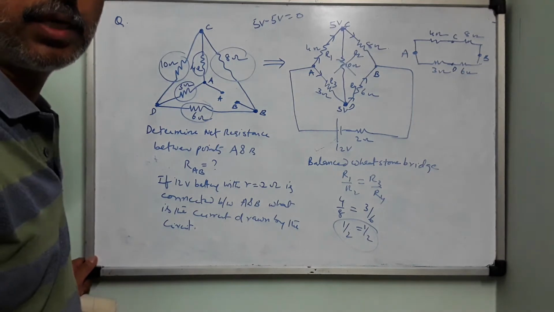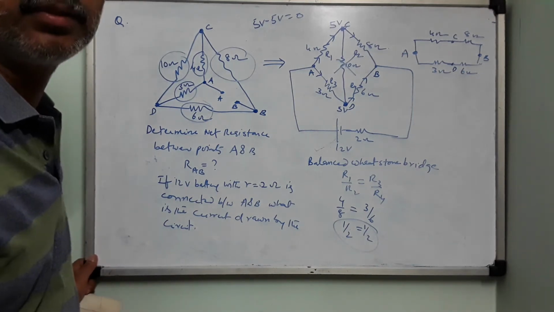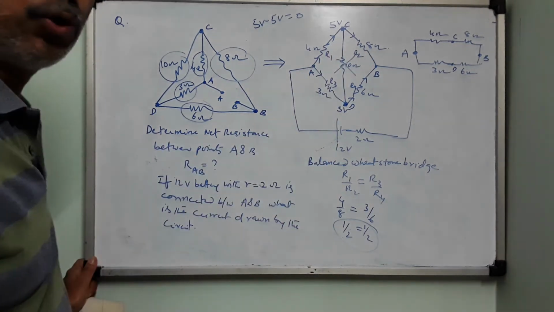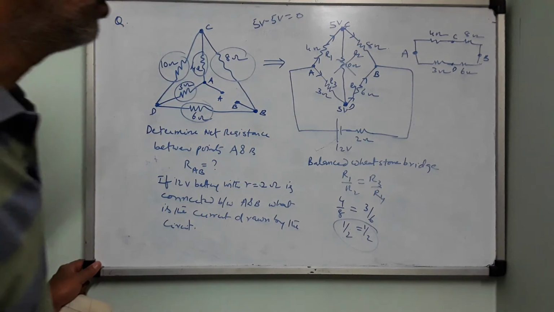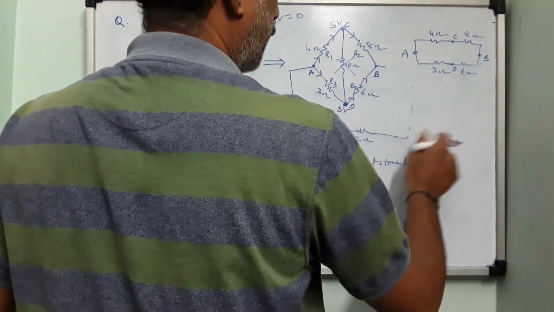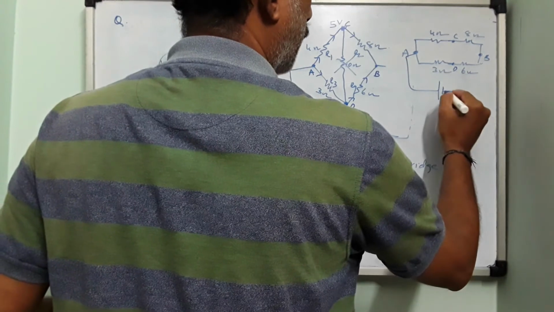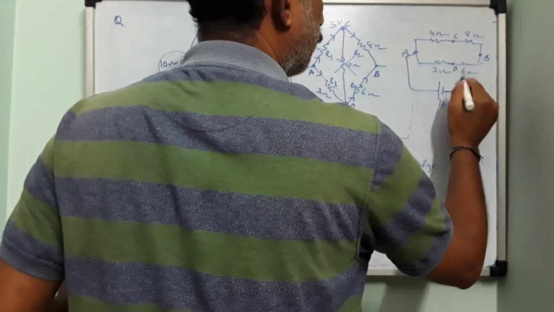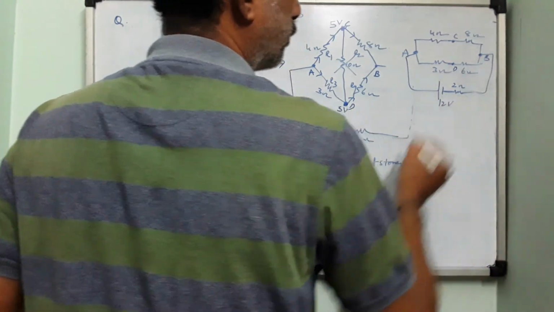I said in the last class, when no current flows, we can consider as if there is no path. So when there is no path, there is no use of the 10 ohm resistor. So the 10 ohm resistor can be what? Removed. Fine. Now what will happen? I have connected a battery of 12 volt with an internal resistance of 2 ohm. So now your circuit is simplified like this.